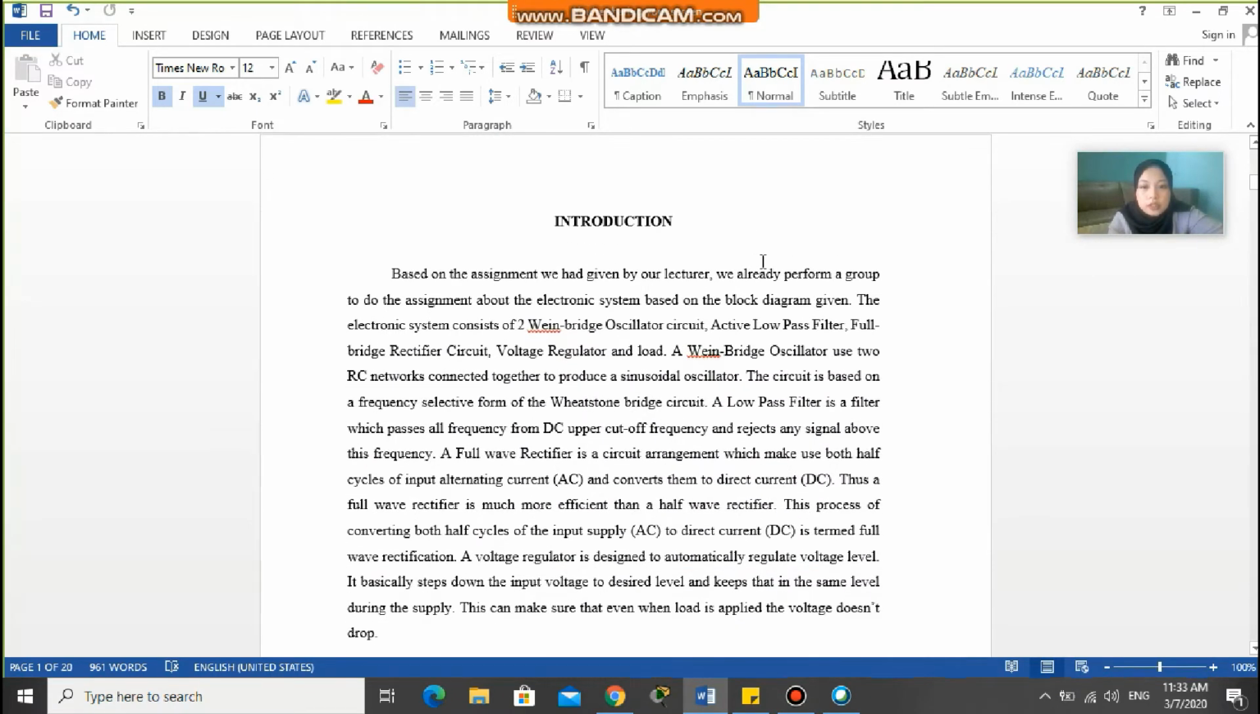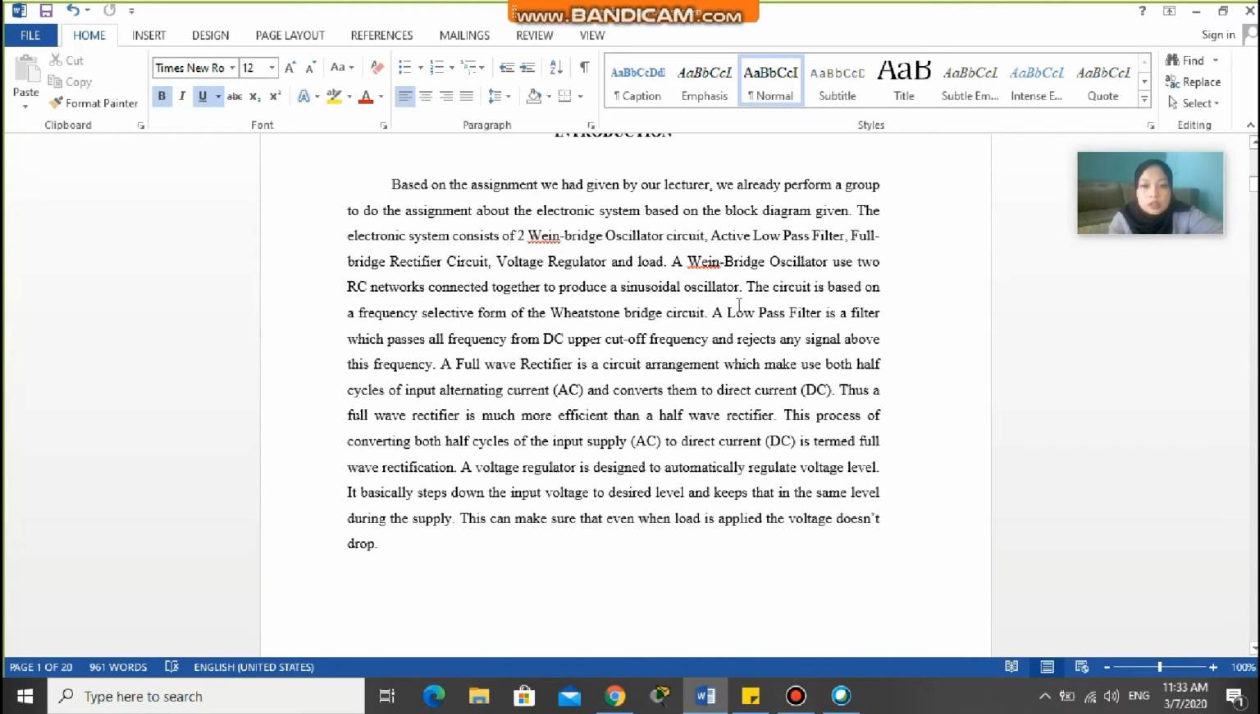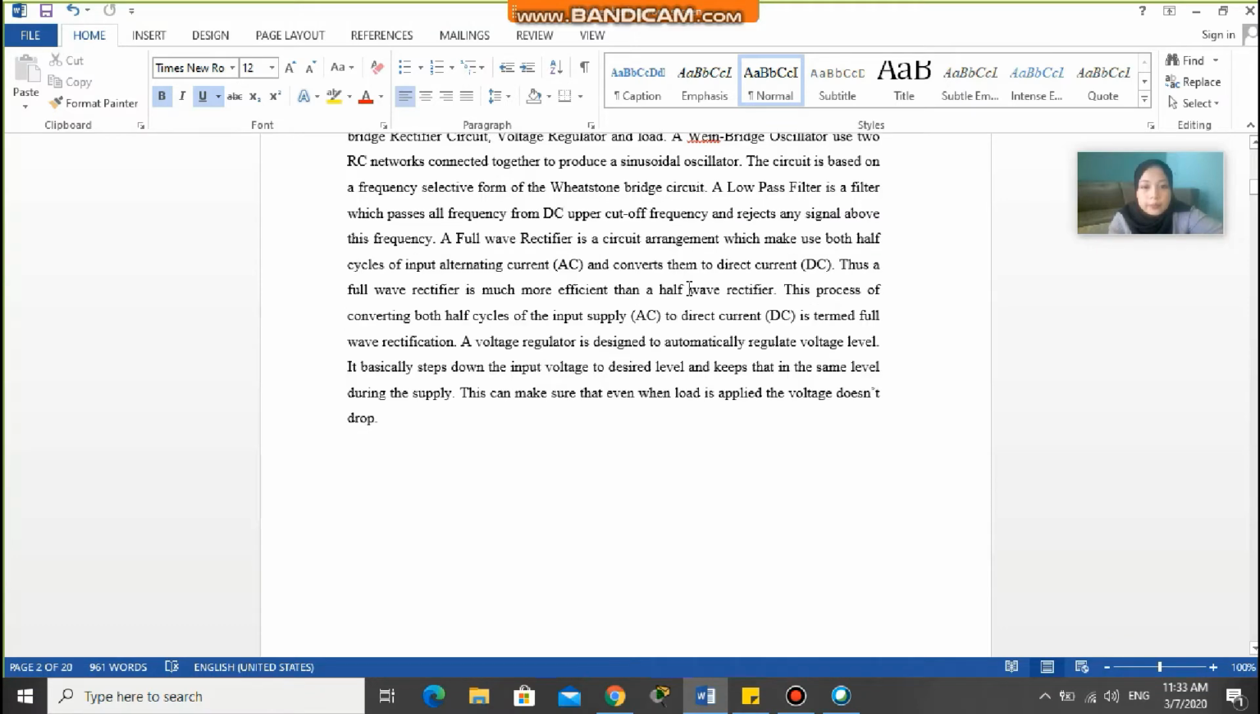So the introduction of this assignment. Based on the assignment given by our lecturer, we performed a group assignment about the electronic system based on the plot diagram given. Based on the plot diagram, the electronic system consists of two Wien bridge oscillator circuits, an active low pass filter, a full bridge rectifier circuit, a voltage regulator and a load.